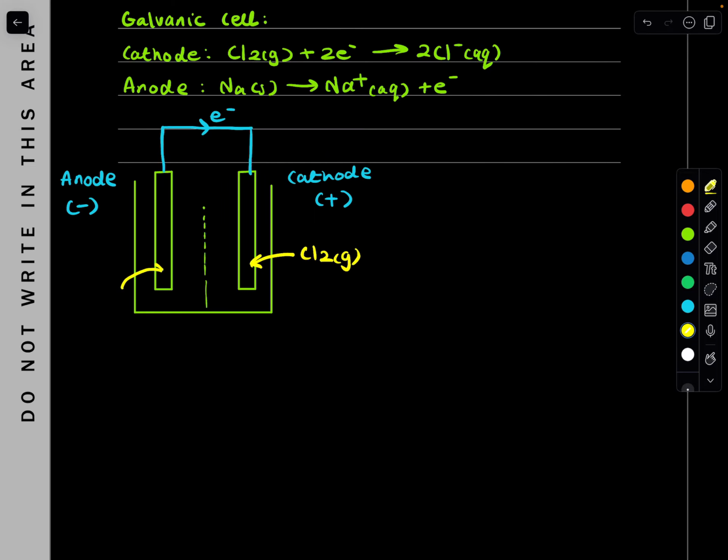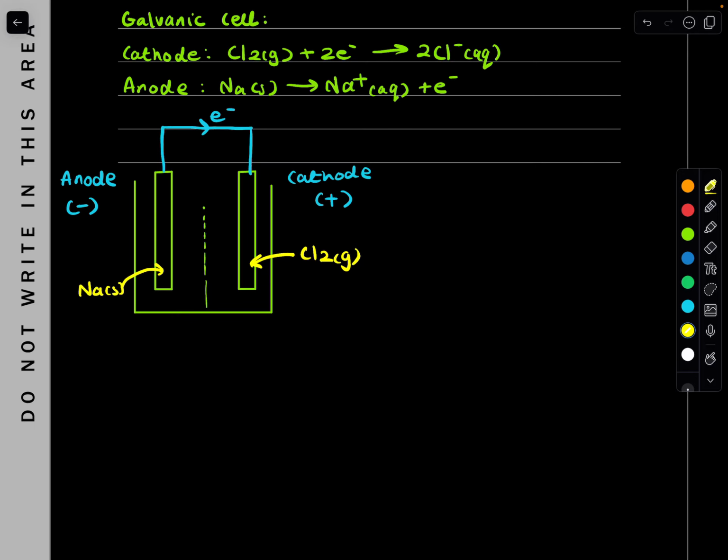And this here is our NaCl, our sodium chloride. It's like our sodium. And basically, yes, this is how your cell is going to look. Beautiful. That's how a galvanic cell looks. But what happens when it is an electrolytic cell? Be careful. The polarities don't change.